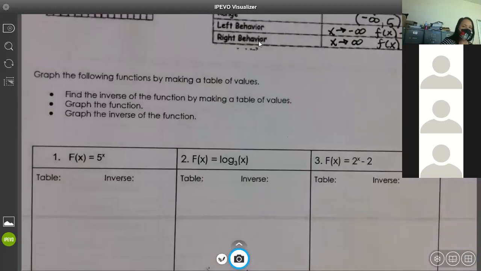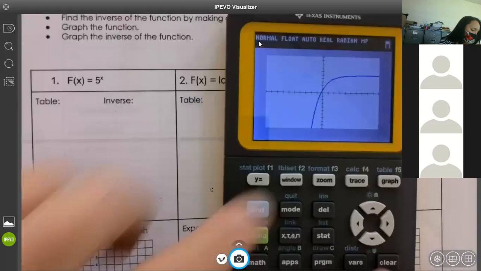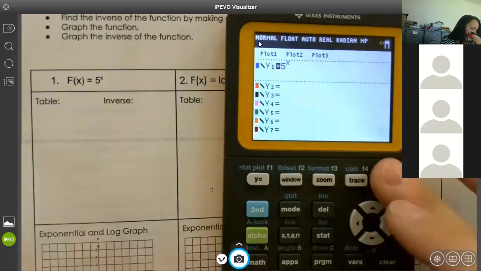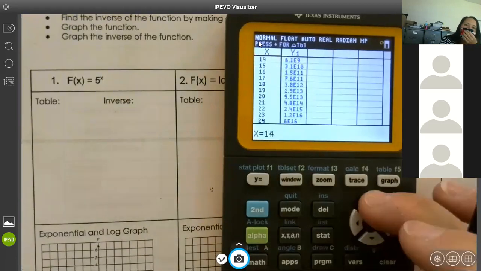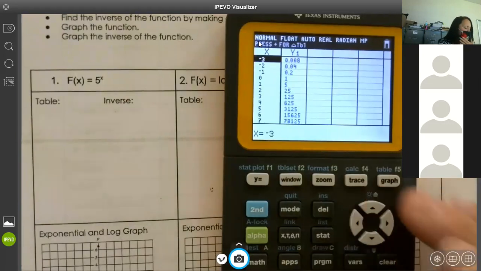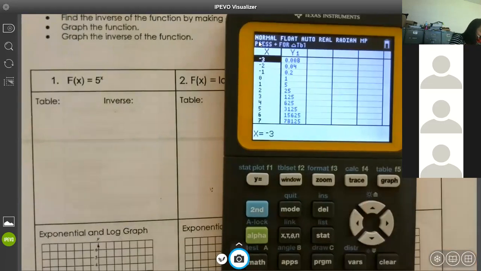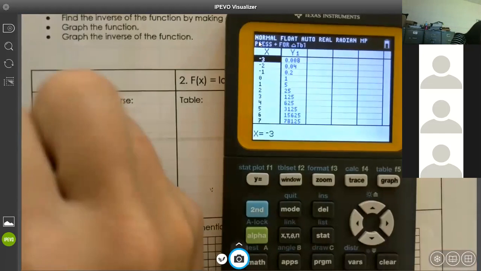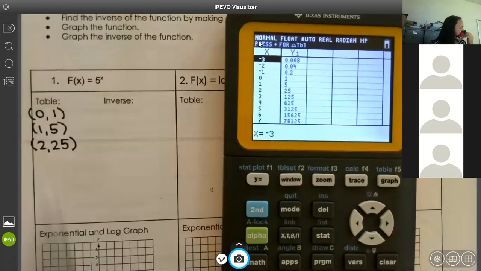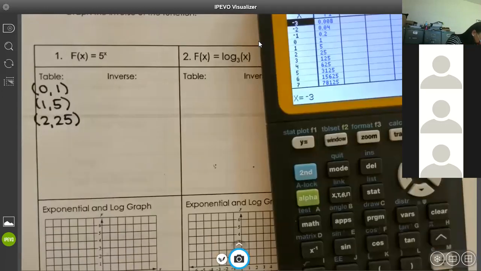All right, so the first one, I'm going to do 5 to the x, and I'm just looking at my table of values. Sorry, y'all. So I have 0, 1. That's my first one. I have 1, 5. 2, 25. I can do more, but I'm just going to leave it at that. And I'm going to graph those points: 0, 1, 1, 5, 2, 25.